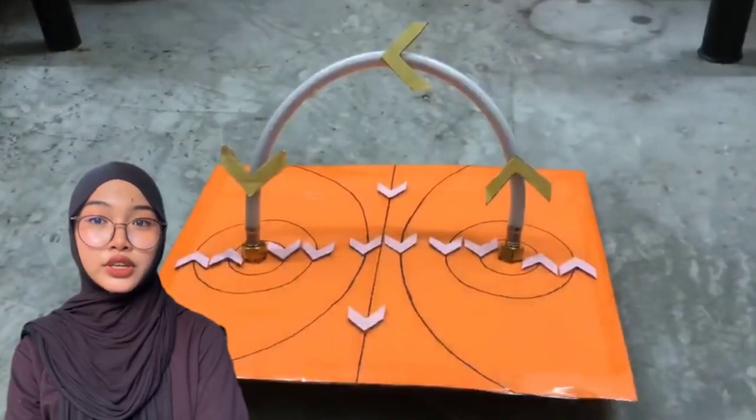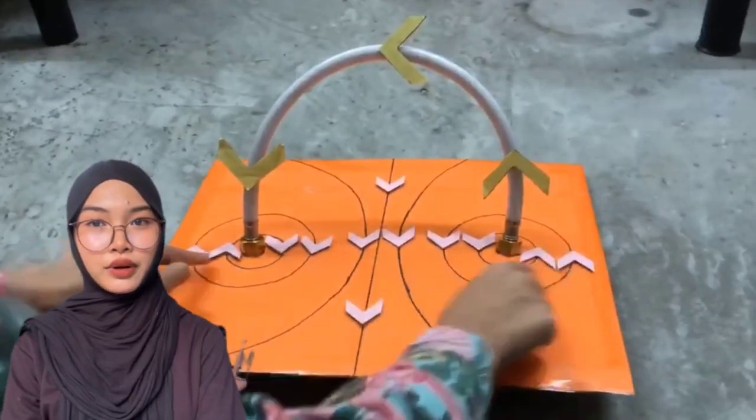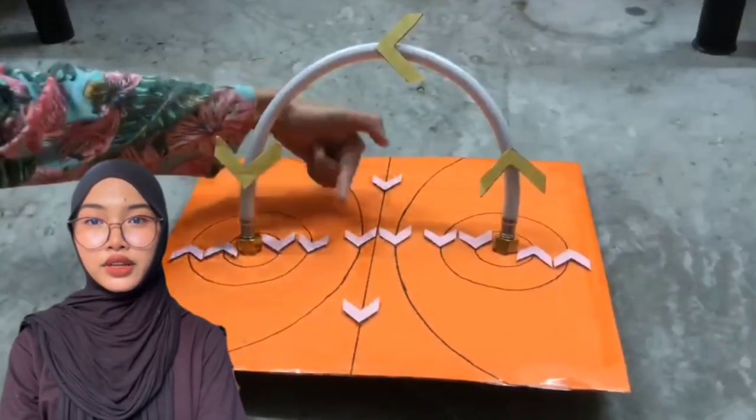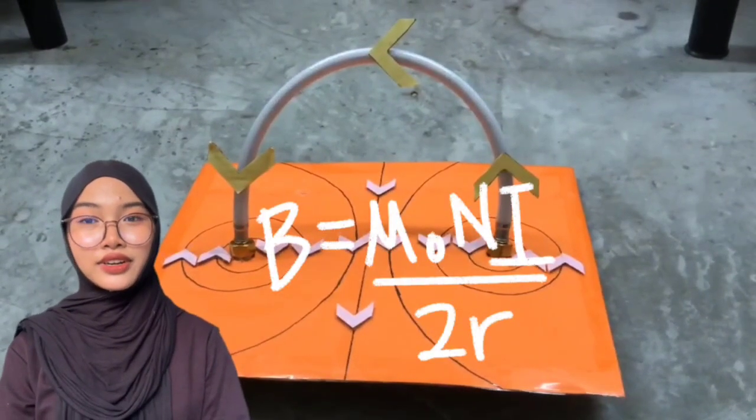The field lines form circular loops around the wire and combine at the center to create a strong magnetic field, just like the bar magnet. The strength of the field at the center can be calculated by this formula. And that's how a simple coil generates a magnetic field.